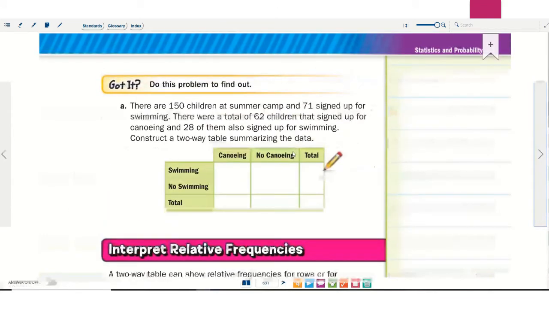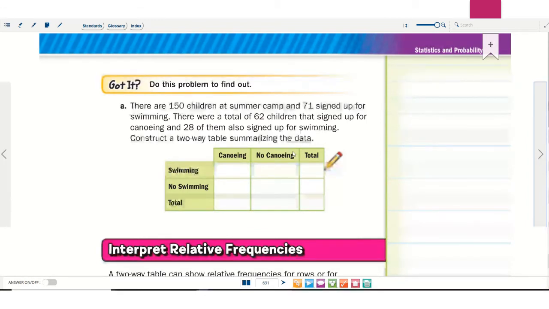Looking at the top of 691, there's a Got It problem that you can use for an example for practice. There are 150 children at summer camp and 71 signed up for swimming. There were a total of 62 children that signed up for canoeing and 28 of them also signed up for swimming. Construct a two-way table summarizing the data.